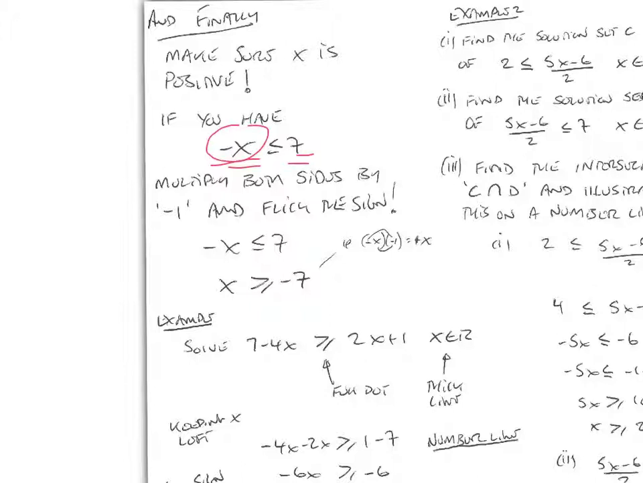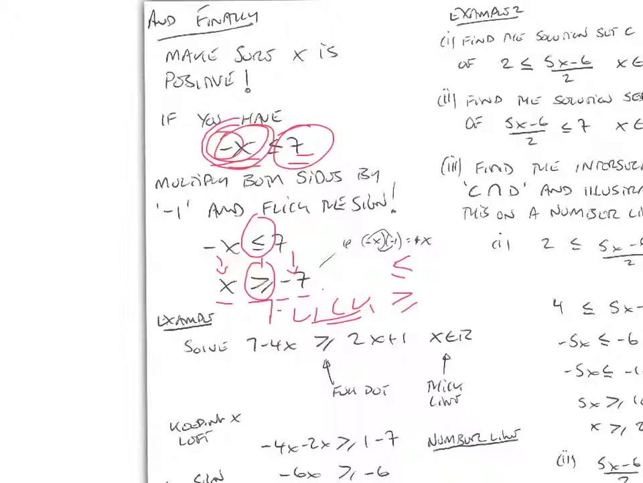And so if we multiply both sides here by -1, we'll end up with x and -7. -1 by -x is x, -1 by 7 is -7. But look what's happened to the sign. We must flick the sign when we multiply both sides by -1. When we change the sign of the x, we flick the sign of the inequality. Okay, so it's gone from that way to that way, and this has gone from negative to positive. Really, really important rule.